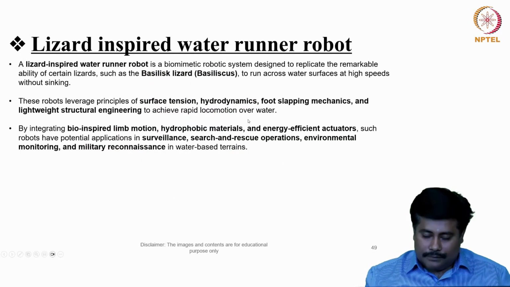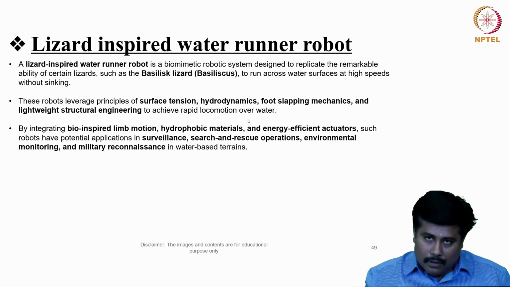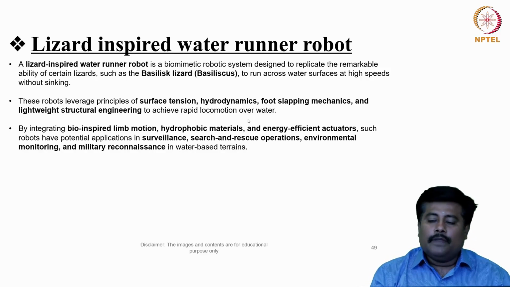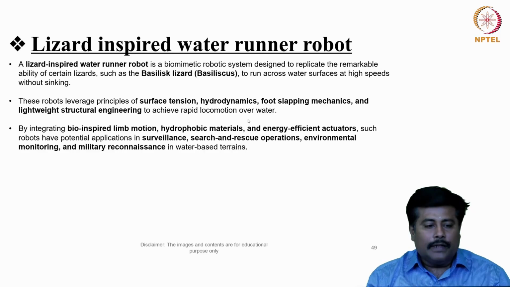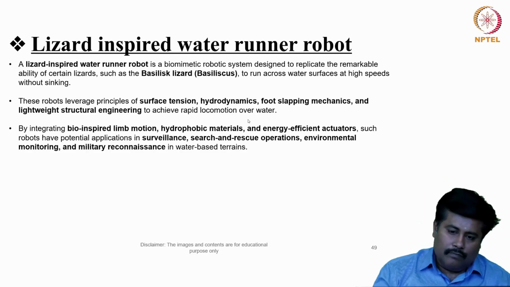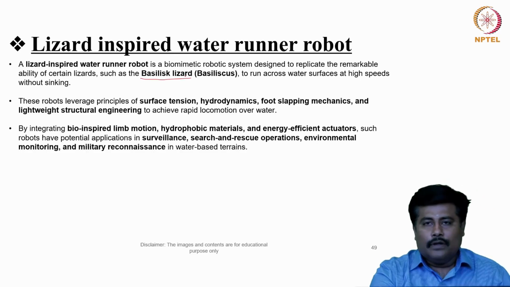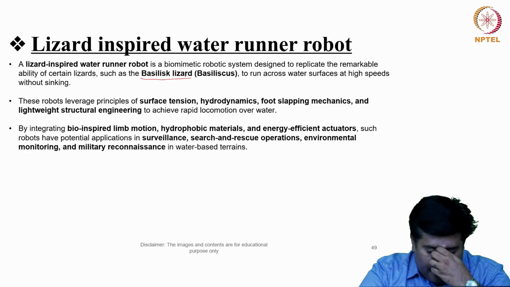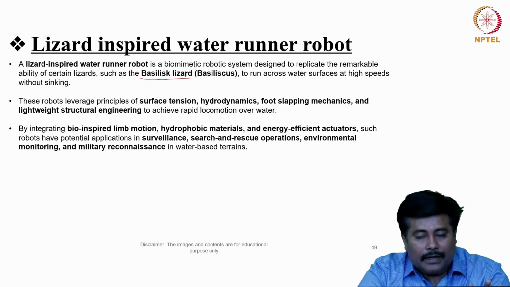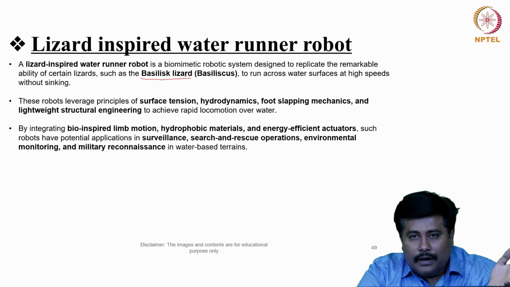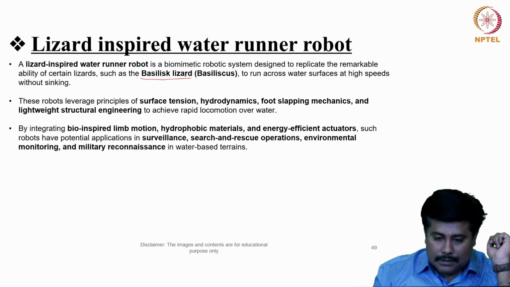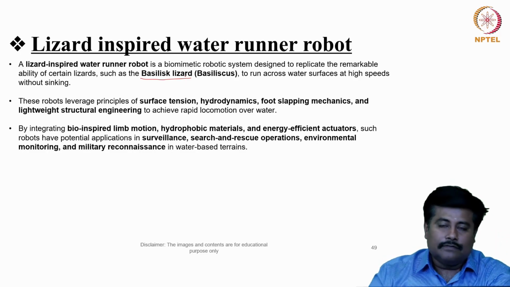Appropriately, we can expect a movement coming out of this structure. Now, as far as this lizard inspired water runner robot is concerned, it is a biomimetic robotic system designed to replicate the remarkable ability of certain lizards. We are considering the basilisk lizard, whose mechanism is well studied, and several micro robotic structures have been developed using it. The basilisk lizard can run across a water surface at high speed.